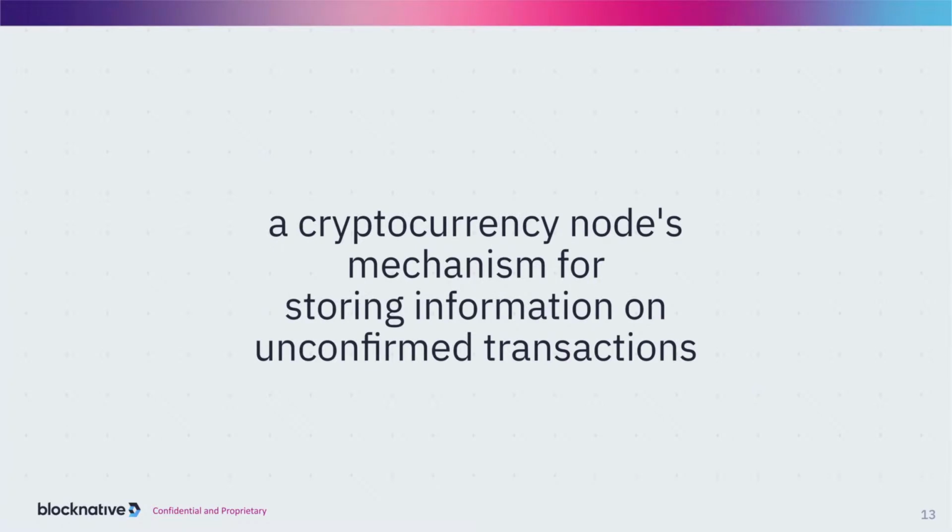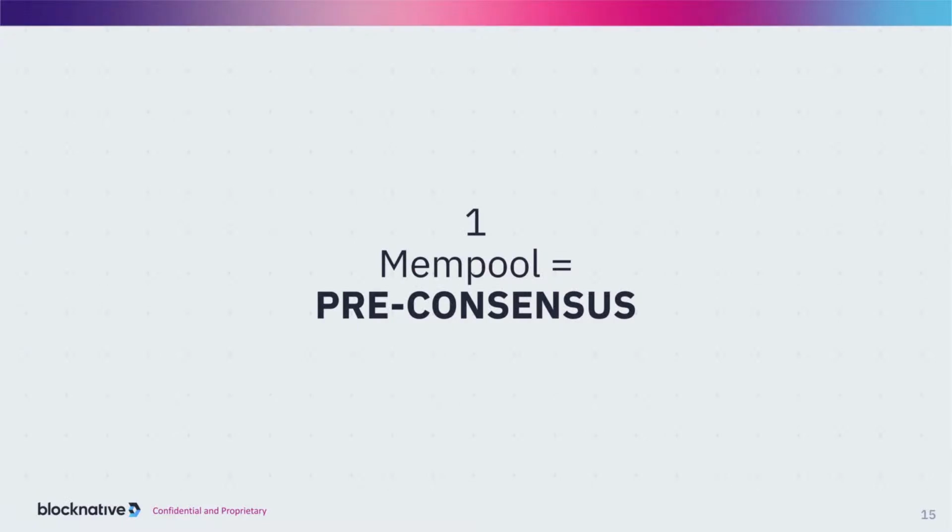Here is a more formal definition for you. When we think about the mempool, there are 8 key things you need to understand. Number 1, mempool equals pre-consensus. The first thing that people find very disorienting about dealing with mempool data is that it is, by definition, pre-consensus. It's the place where transactions go while they're waiting to be confirmed, as the network forms consensus around which transactions to include in the block. Because the mempool is, before that happens, literally pre-consensus, which basically means there's no consensus.